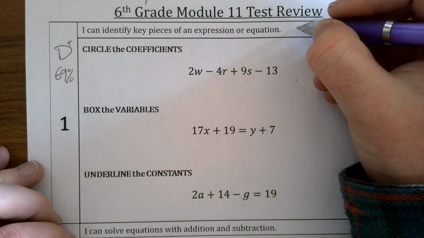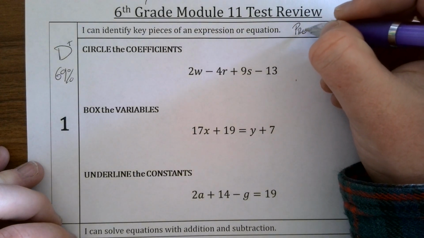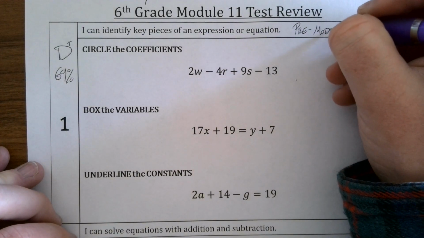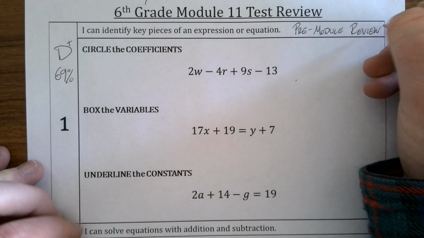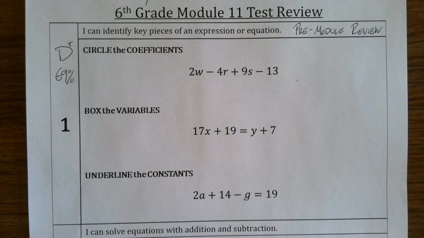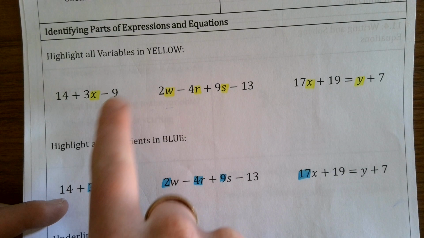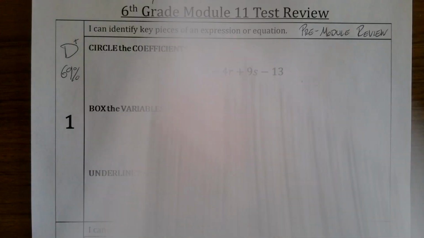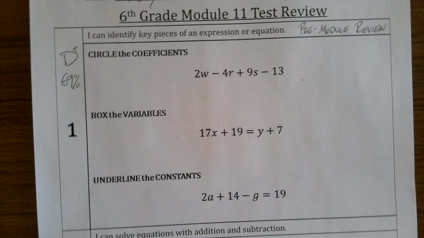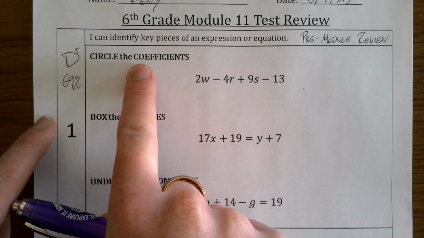This is from the pre-module review, and it looks at some of this vocab here. So if you open up to your pre-module review, notice we talk about expressions and equations, and then we talked about variables, coefficients, constants. So we are going to circle coefficients.